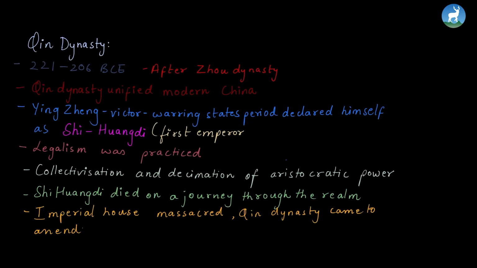Written by Gabriel Perrault. To summarize the Qin dynasty, it was a very short dynasty from 221 to 206 BCE. It started after the Zhou dynasty, and the Qin dynasty also unified modern China. Yingzheng, the victor of the Warring States period, declared himself Shi Huangdi, also known as the first emperor. During the Qin dynasty, legalism was practiced and it was at its peak. Centralization and decimation of aristocratic power was done. Shi Huangdi later died on a journey through the realm, and the imperial house was massacred. Thus, the Qin dynasty had come to an end.